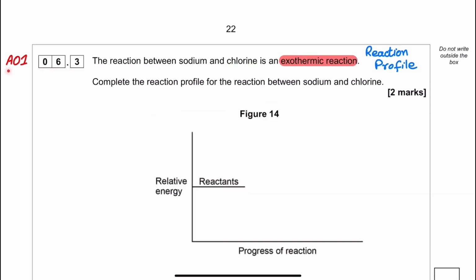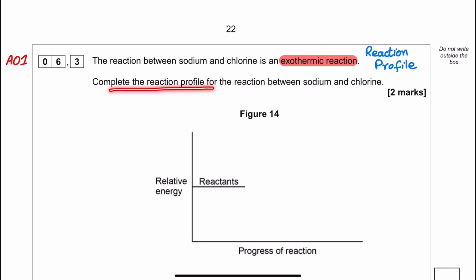6.3 is an AO1 question. The reaction between sodium and chlorine is an exothermic reaction. So heat is produced and released into the surroundings. This question is actually about the reaction profile. When we talk about the reaction profile, we have to mention where the reactants are, where the products are formed, and whether energy is released or gained from the surroundings.